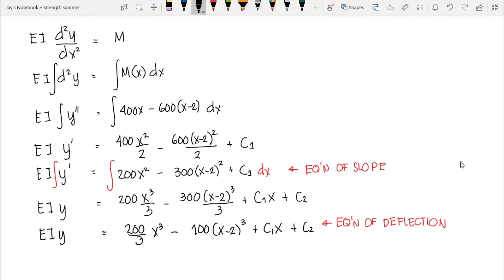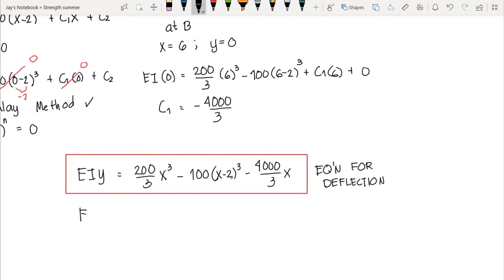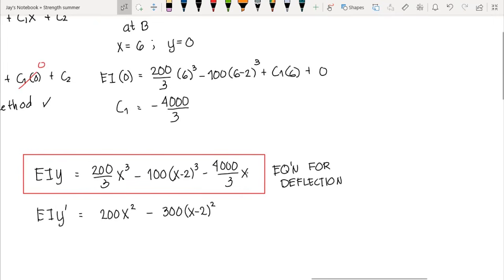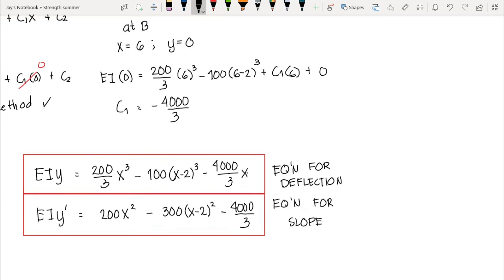Okay, we have EIy prime is equal to 200x squared minus 300 times (x minus 2) squared plus C1. We have EI, or the flexural rigidity, then the first derivative of y is equal to 200x squared minus 300 times (x minus 2) squared. Then we have the value of C1, which is equal to negative 4,000 over 3. So this is the equation for the slope. So we can now compute for the maximum deflection and its location.